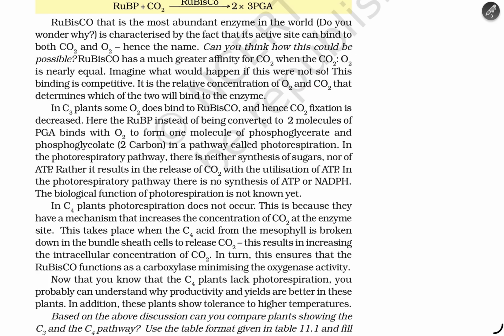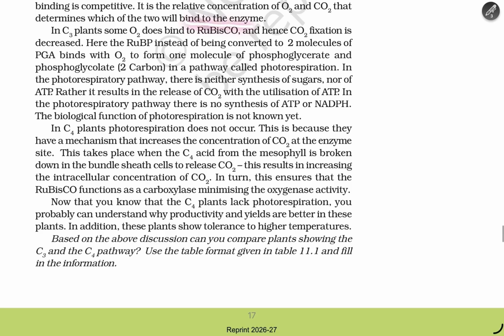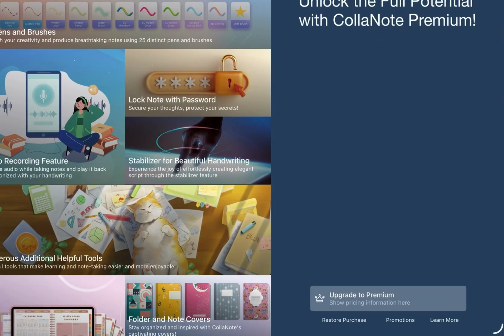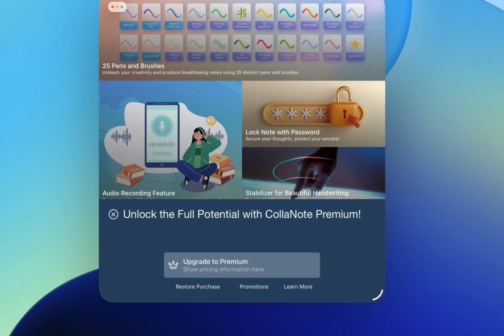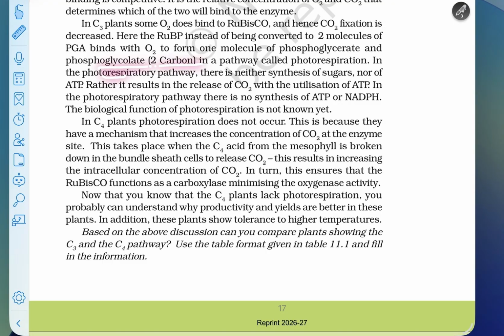This binding is competitive. It is the relative concentration of carbon dioxide and oxygen that determines which of the two binds to the enzyme. In the C3 plant, some oxygen binds to Rubisco and hence carbon dioxide fixation is decreased. Hence, instead of being converted to two molecules of PGA, Rubisco binds to O2 to form one molecule of phosphoglycerate and phosphoglycolate. Phosphoglycolate is a two-carbon compound that enters a pathway called photorespiration.